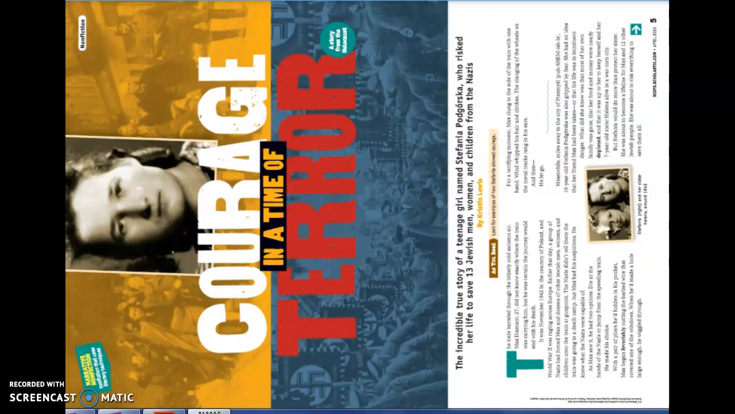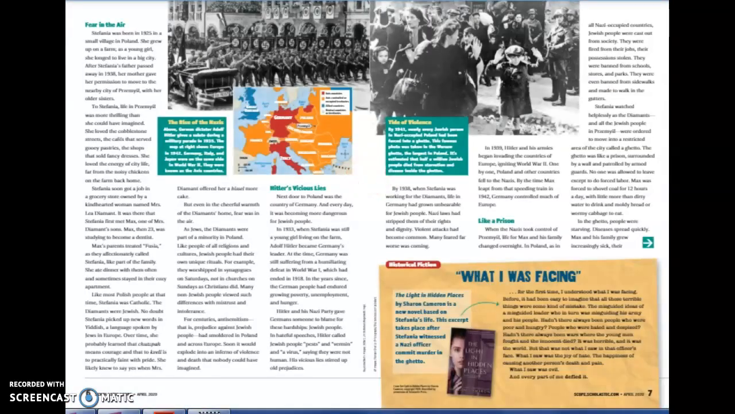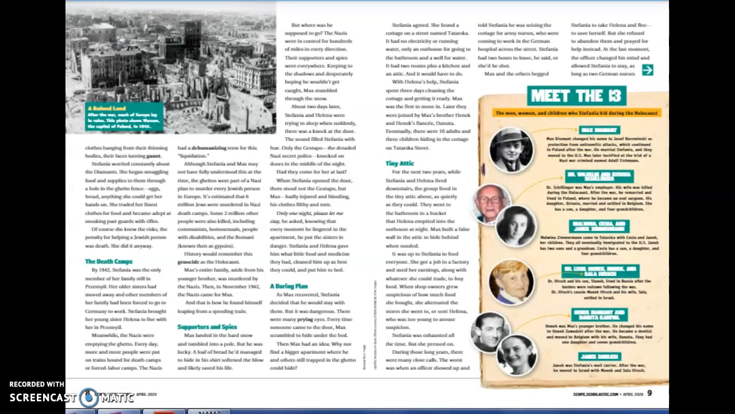There are also some other main characters in the story, so you could list some of the other people that were in the story, like the people that she lived with, and also you might want to list in your summary some of the 13 people that she actually saved during the time of this terror that was going on during the Nazi regime.